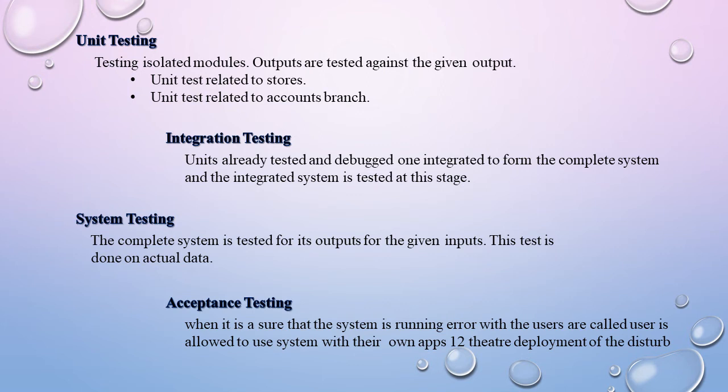System testing. The complete system is tested for its outputs for the given inputs. This test is done on actual data. Acceptance testing. When it is assured that the system is running error-free, the users are allowed to use the system with their own data.